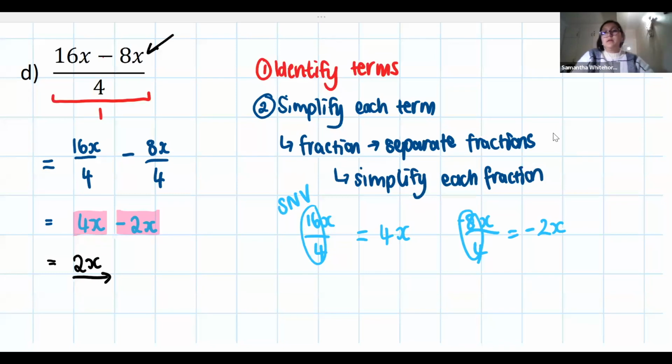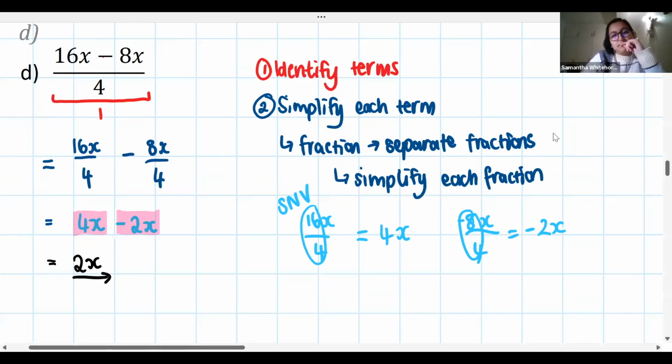Watobe? Hello, ma'am. Hi. So do we have to split the coefficients and then we divide them?